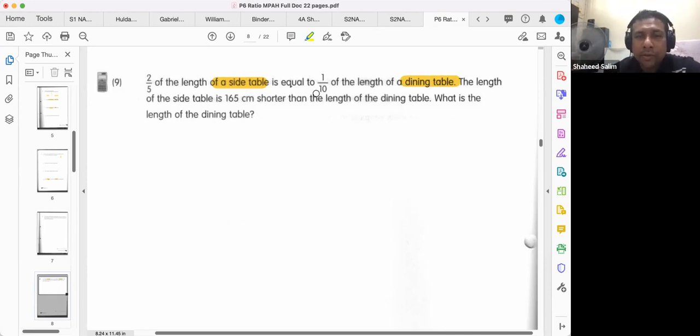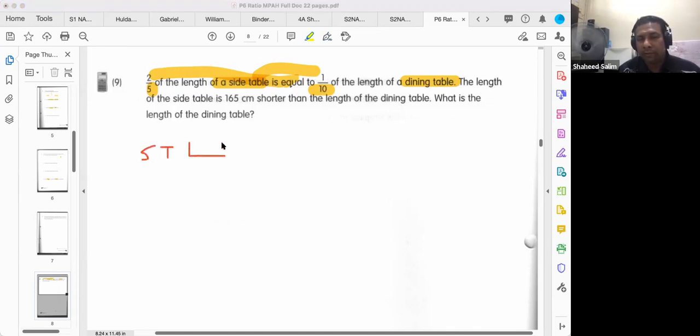Okay. So now they say the side table got 5 units. The dining table has 10 units. But these are different size units. However, they tell us 2/5 of this is equal to 1/10 of this. So this is where we need to draw. Draw these two. So I'm going to draw now the side table. So side table, I put ST.